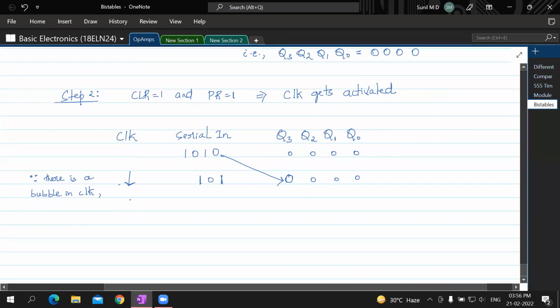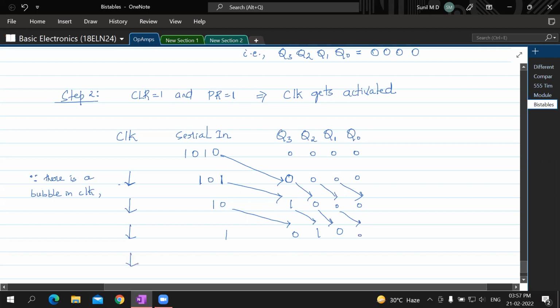Now there is a second negative clock cycle. What happens? Again, right shift 1, 0. This one comes here and this 0 comes here. All these will be shifted like this. There is another negative clock cycle. Fine. So again, it is shifted. So this 0 comes to Q3, 0, 1, 0. Okay. So this is what is happening. And this 0 comes here.